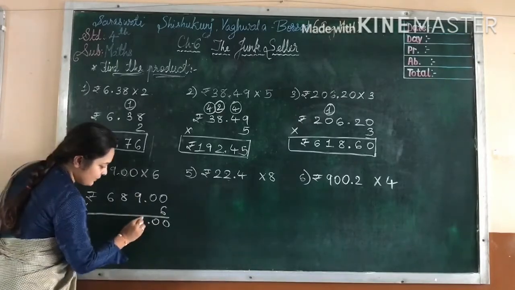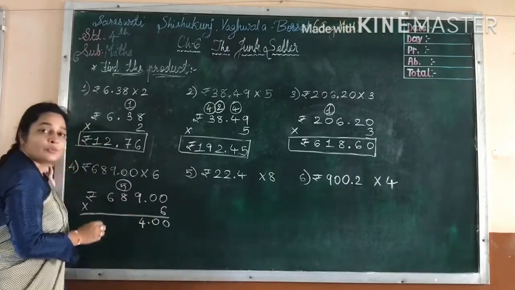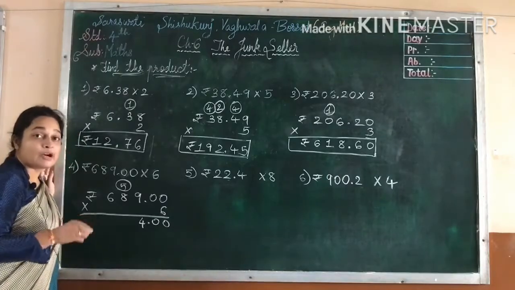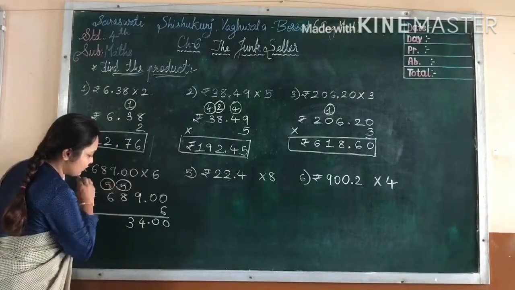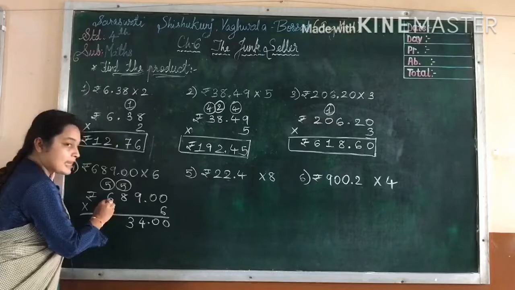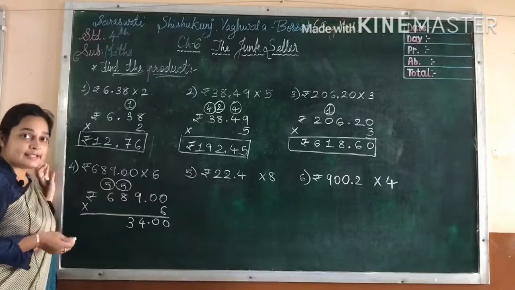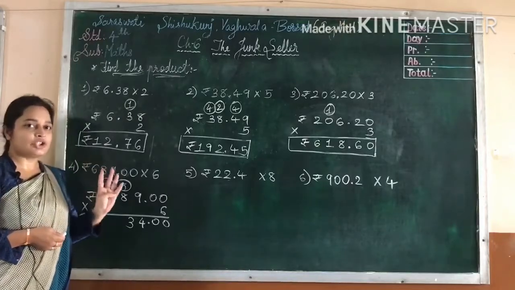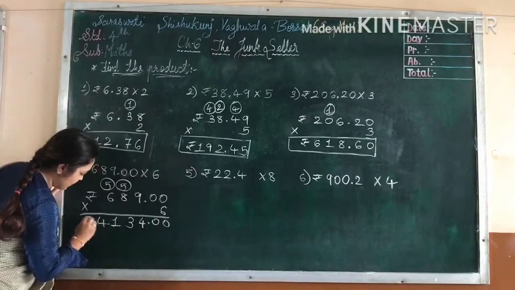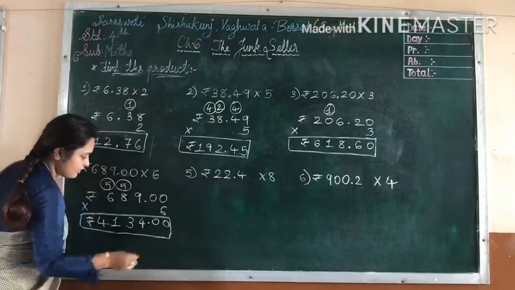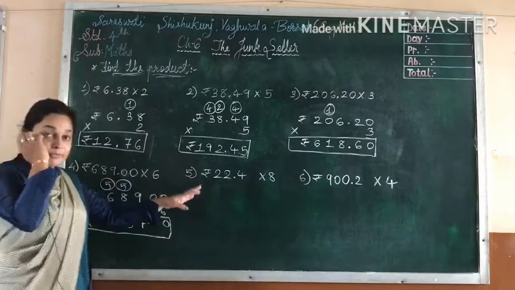6 nines are 54. 4 downside, 5 carry goes on 8. 6 8s are 48. 48 plus 5, how much it will be? 53. So 3 downside, 5 carry goes on 6. 6 6s are 36. 36 plus 5, how much it will be? Let's see that. 37, 38, 39, 40 and 41. Okay, so 41 will be here, rupees sign. So the answer is rupees 4134.